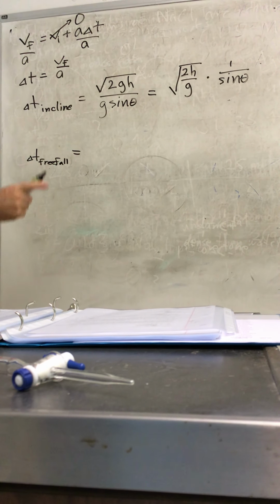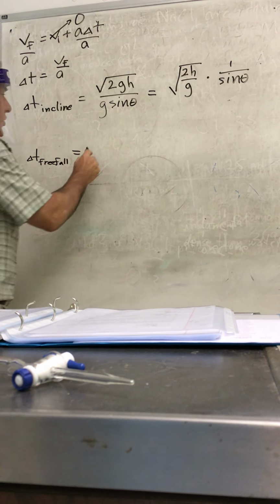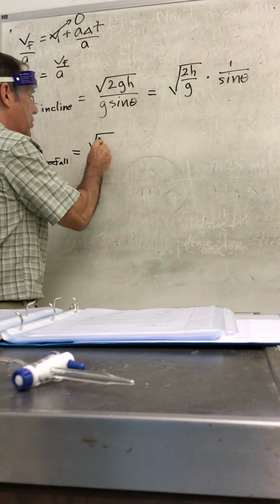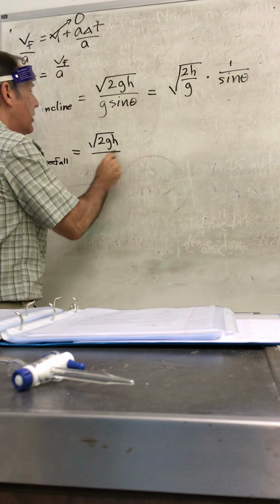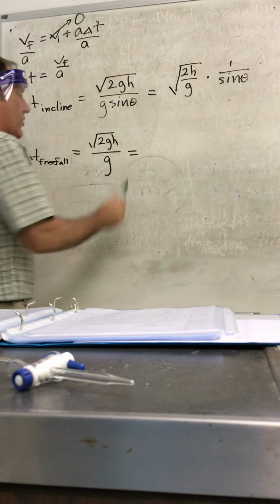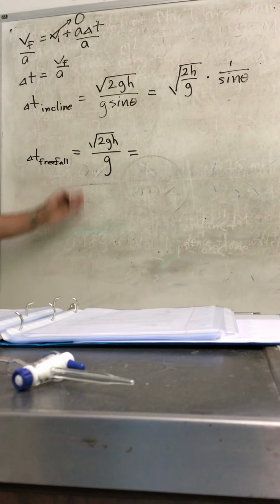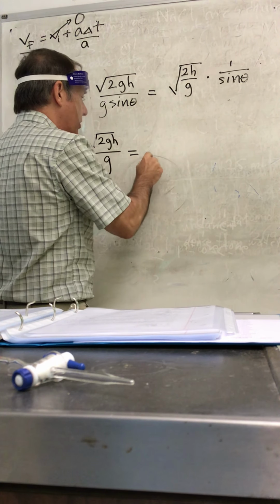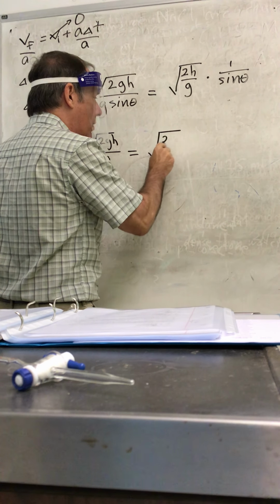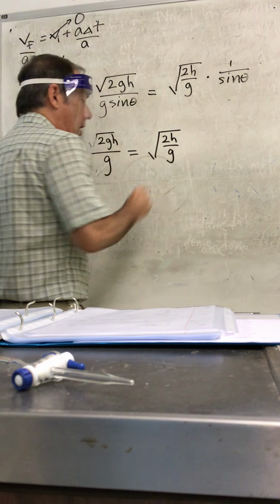For the free fall, this is just square root of 2gh. Now the gravitational acceleration g is just as it is. Using the same principles we did a moment ago, this is square root of 2h over g.